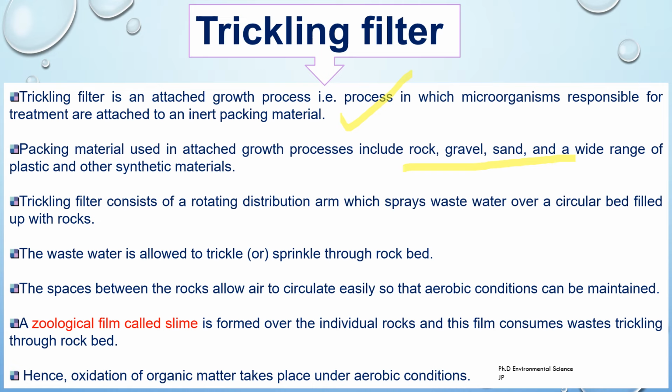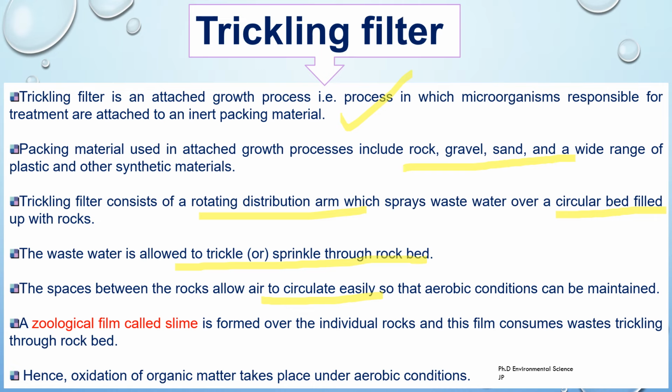The trickling filter typically consists of a circular bed filled with the chosen packing material, maybe rocks, gravel, or sand. A rotating distribution arm or similar mechanism sprays wastewater evenly over the surface of the bed of rocks. This ensures that the wastewater is uniformly distributed across the filter bed. As wastewater trickles or sprinkles through the bed of rocks, it comes into contact with the microbial film attached to the rock's surfaces. The spaces between the rocks allow air to circulate easily through the filter bed.